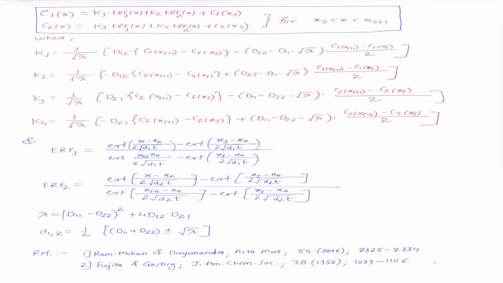For example, if you want to see the solution for a ternary system which was derived earlier by Fujita and Gosting, this is the solution for ternary concentrations. We have two independent concentrations C1 and C2, and you can see it is a very complicated form, but using the matrix approach we obtained the solution in a very simple form.